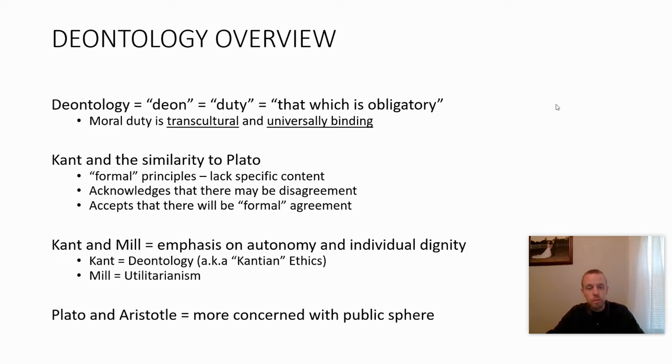Immanuel Kant and John Stuart Mill will emphasize autonomy and individual integrity. Kant in his deontology or Kantian ethics, Mill in the utilitarianism that he will slightly modify from its original incarnation as seen with Jeremy Bentham. And Kant and Mill are a little different than the ancients Plato and Aristotle, because Aristotle and Plato were more concerned with the public sphere as a whole rather than individual integrity in particular.